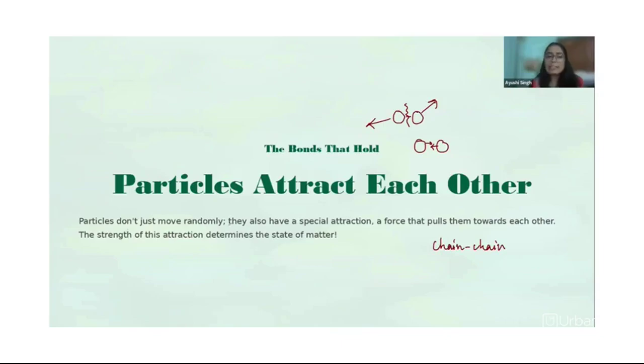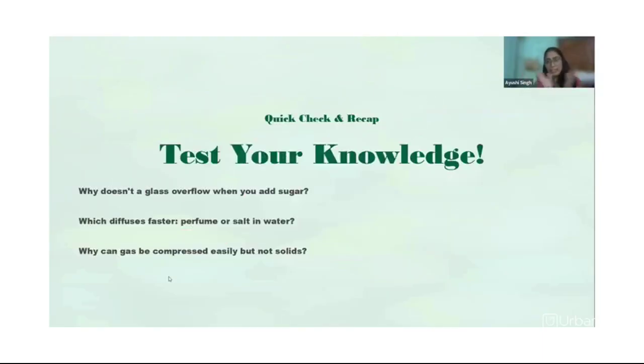So particles attract each other. They do not move randomly; they also have a special attraction, a force that pulls them together. The strength of this attraction determines the state of matter. How tightly they are holding on to each other determines whether it is going to be a liquid, a solid, or a gas. Now, whatever we have studied so far, I hope you will be able to apply to these questions. A few questions I have put for you. Try answering them yourself.